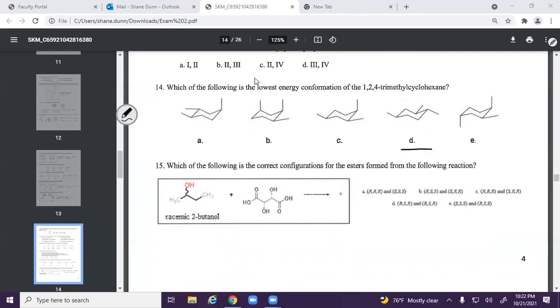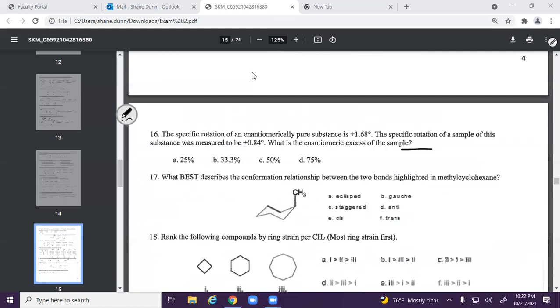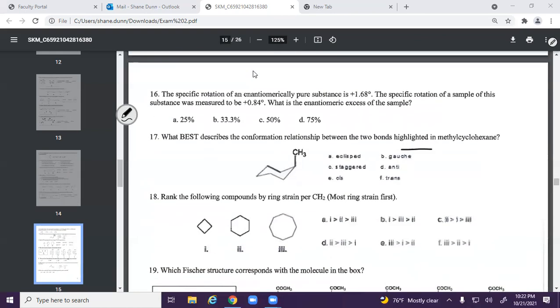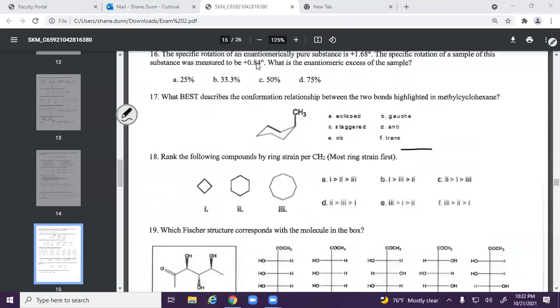15, I don't know how to do. I'm going to skip it. 16, I'm going to skip because it's not going to be tested. Cool.